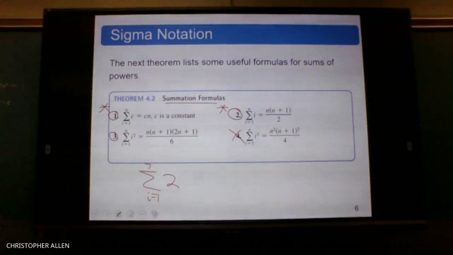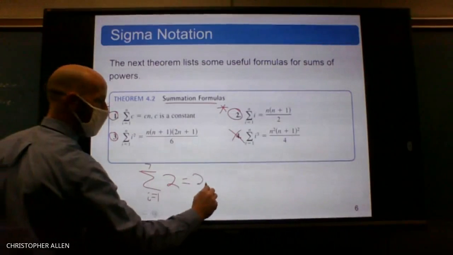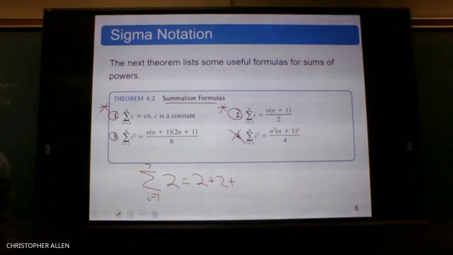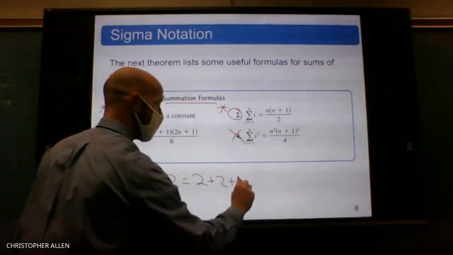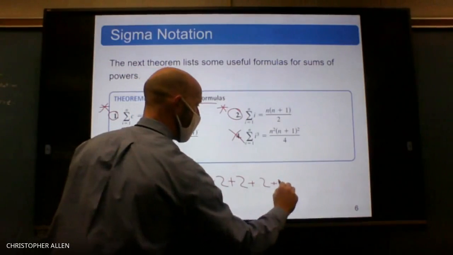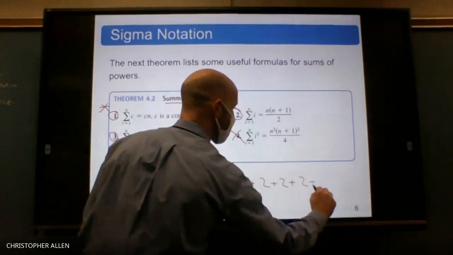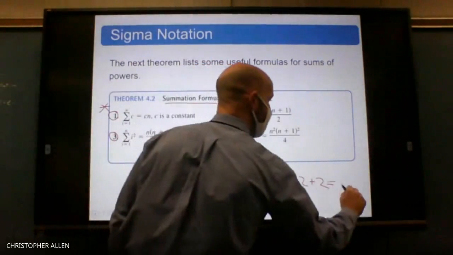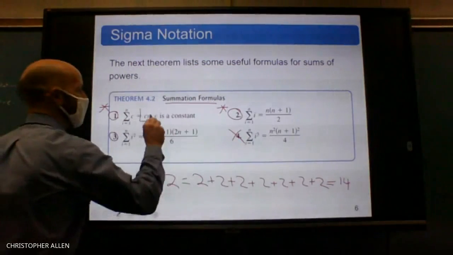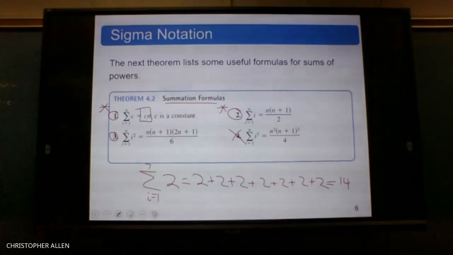In other words, what I'm telling you to do is to do 2 plus 2 plus, how many 2's am I plussing together? 7 of them, right? Starting from 1, going to 7. So there's 2, 3, 4, 5, 6, and there's 7 of those. Now, guys, it should be pretty easy to see what the answer is. 2 times 7, right? It's 14.